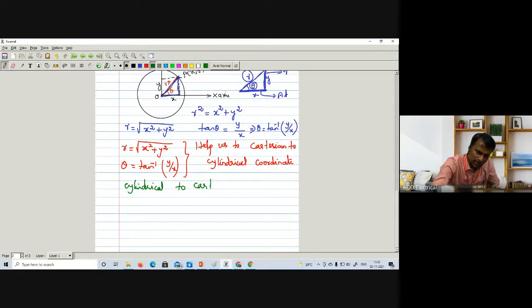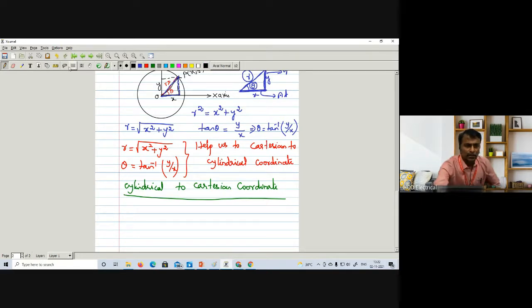Then next we have to understand how one can convert cylindrical to Cartesian coordinate system. Let me take the circle again. This is the x-axis, same diagram, I am not going to modify anything. This is the y-axis, this is the point P, x comma y. So this distance will be r, and this point will be x, this point will be y.